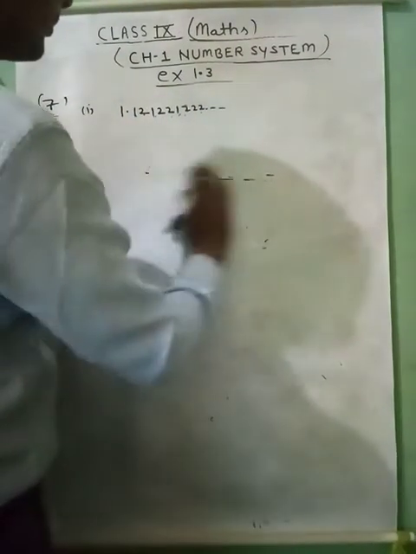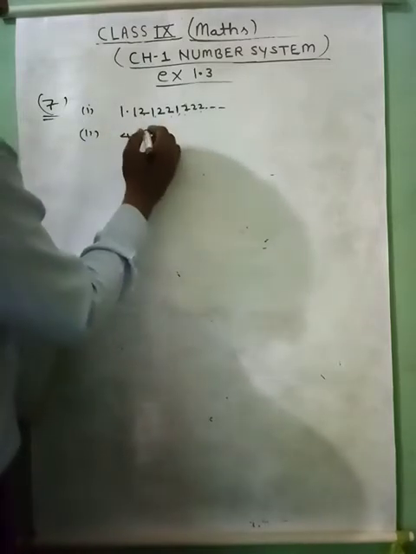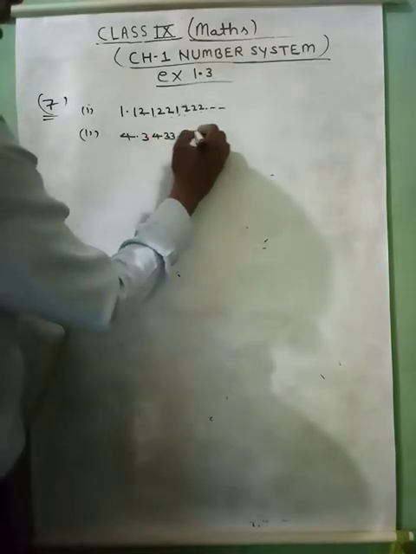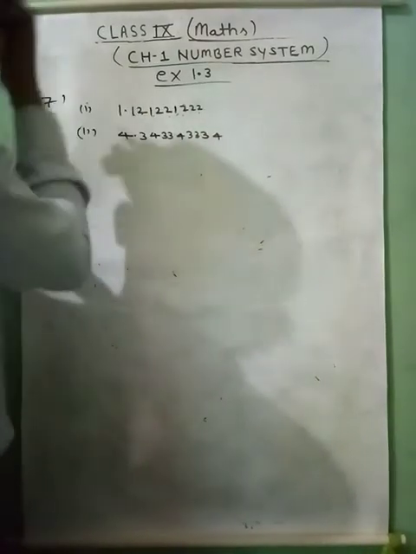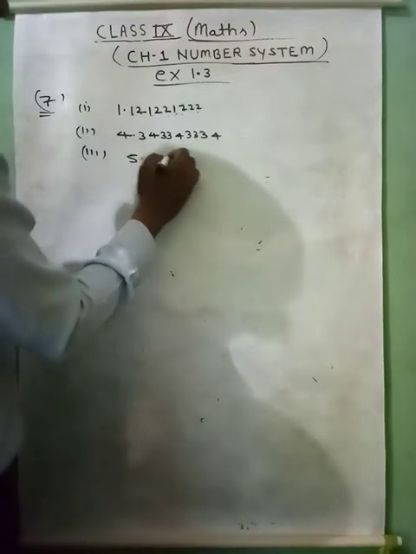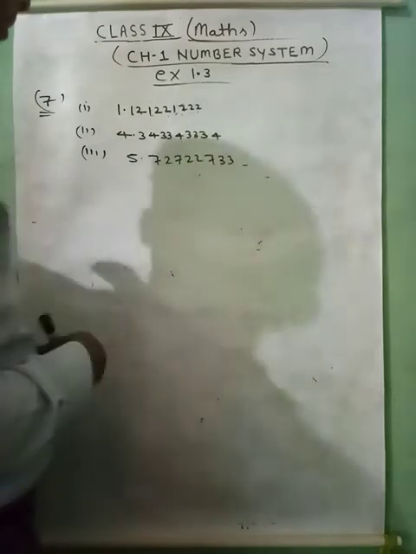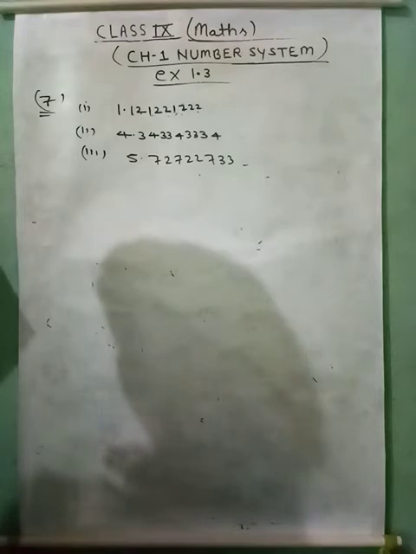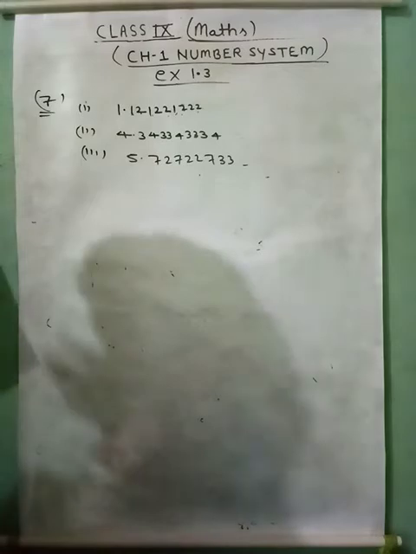Now the second example, 4 point, any number you can take, 34, 334, 3334 and so on. Now third, 5.727722, 7222. It is an example of non-terminating, not repeating. Clear? Next question. Find 3 different rational numbers between 5 by 7 and 9 by 11.